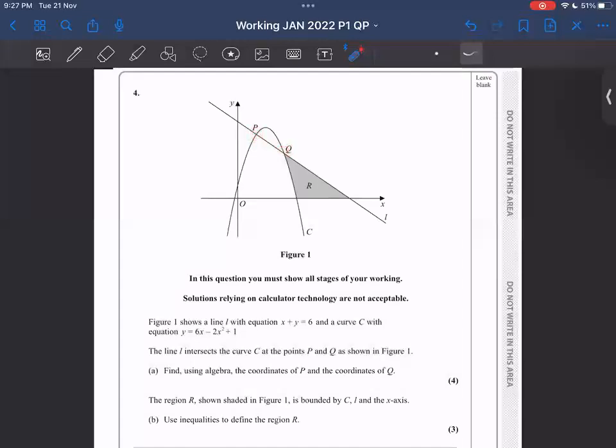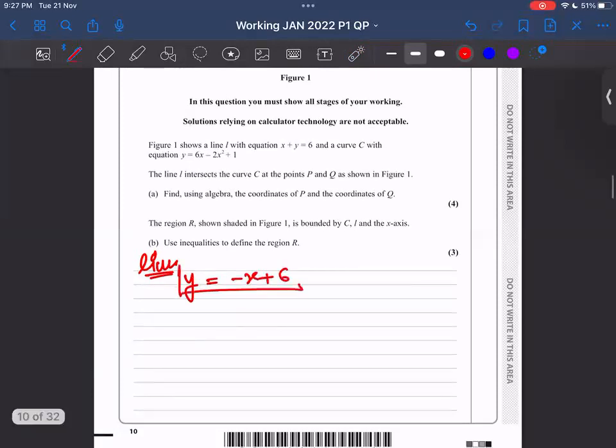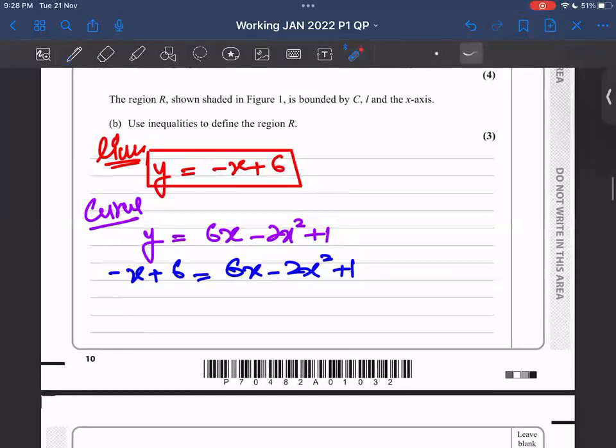So if we want to find out the coordinates here, the point of intersection, with the help of algebra, we are going to solve them simultaneously. So for the line, I'm finding out the value of y, which is minus x plus 6. Right? I've got y as the subject here. Now what is the curve? The curve is y equal to 6x minus 2x square plus 1. I've substituted the y from the line into the curve equation, minus x plus 6.